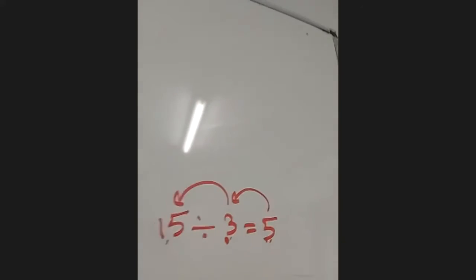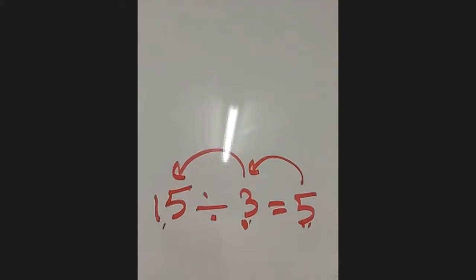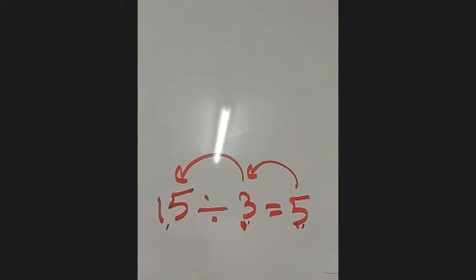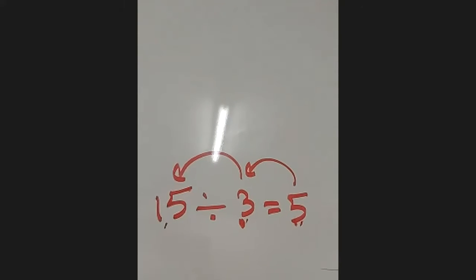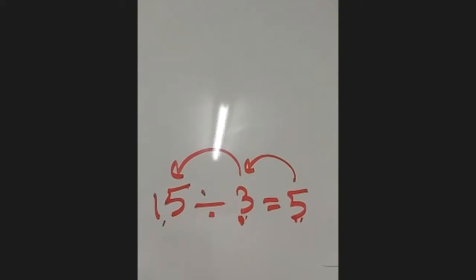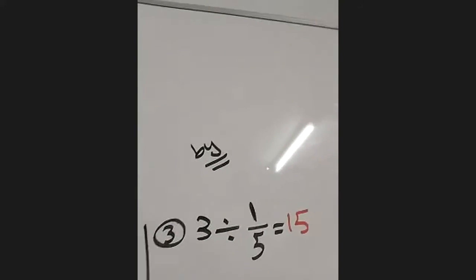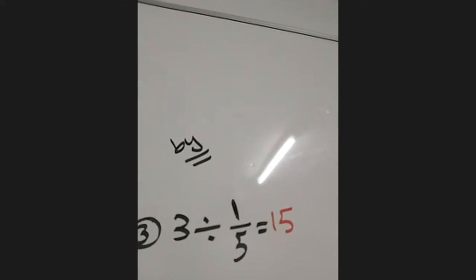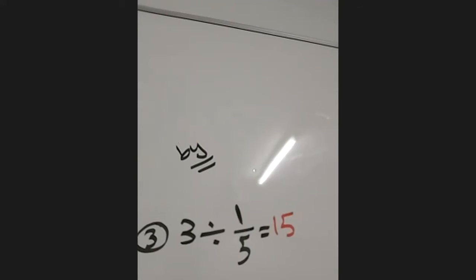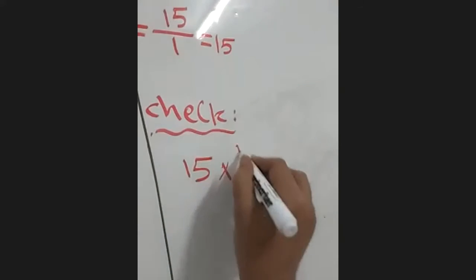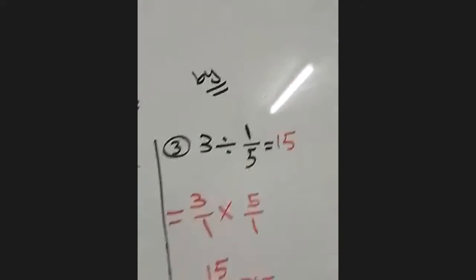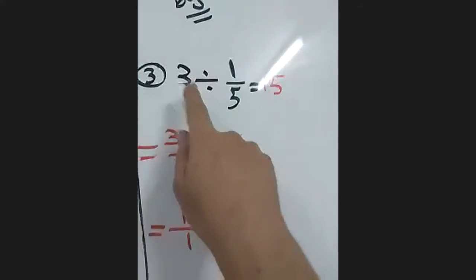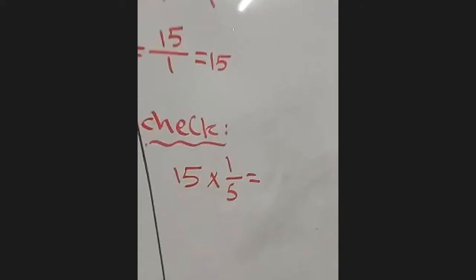Look here. 15 divided by 3 is 5, right? How we check our answer here? 5 multiplied by 3 equals 15. Do the same here. 15 multiply 1/5. The answer should be 3, right?